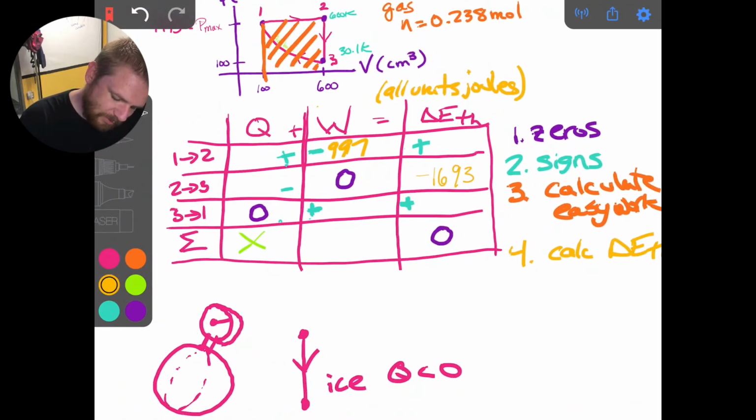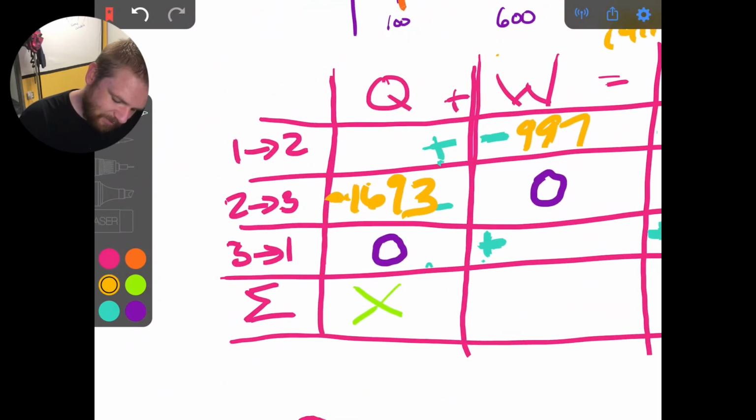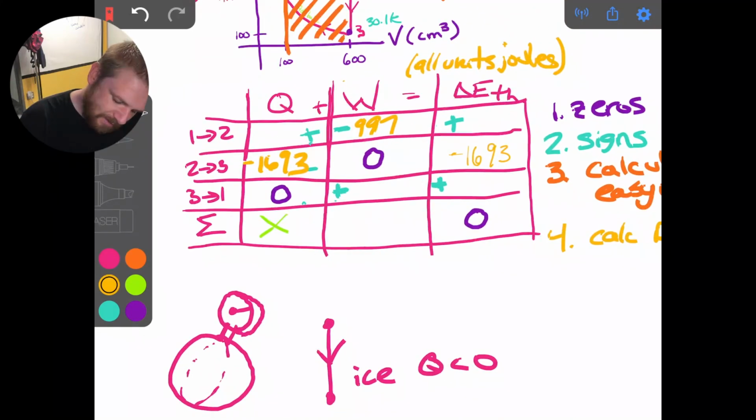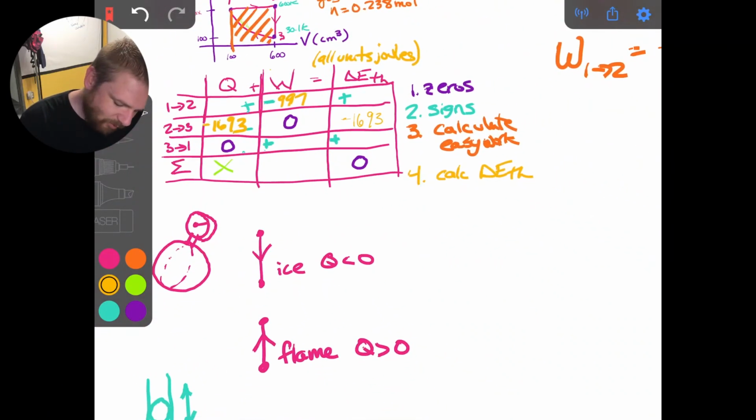So what's next? Well, now that we know there's a minus 1693 here, we also get a minus 1693 in the Q box over here, because Q from 2 to 3 is also now determinable. And while we're getting close, we're not quite there. Even though we have 1, 2, 3, 4 boxes left, 5 boxes if we include the sum down here, I think that we're only going to have to do one more calculation.